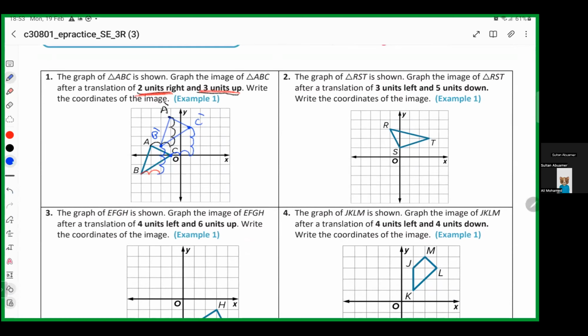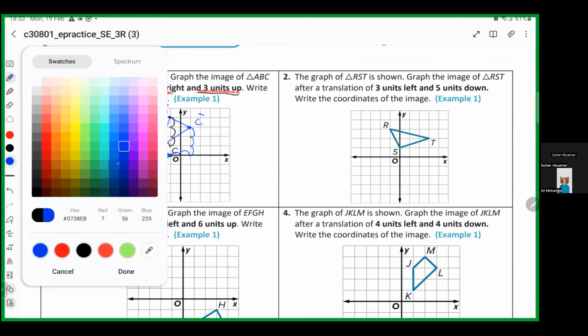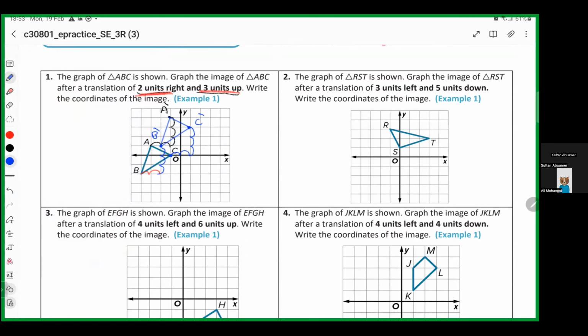Let's try something that has left and down. So R, S, and T. Solve with me, Sultan. 3 units left. The point R, 3 units left. So 1, 2, 3. And how many units down? 5. So 1, 2, 3, 4, 5. So this is R prime. Very good.